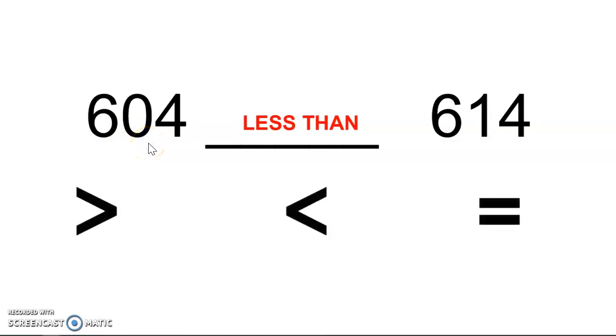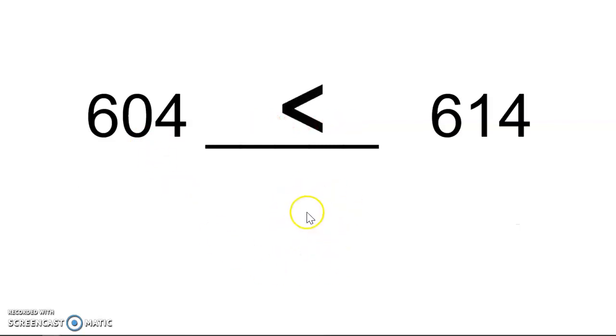Then I need to use my comparison symbol, and I know I need to use my less than symbol. So I'm going to put my less than symbol into my expression. I know it's pointing to the smaller number. Let me read across my expression. 604 is less than 614.